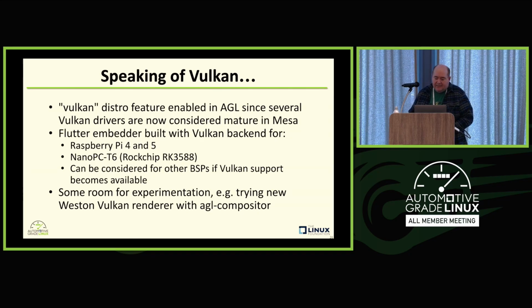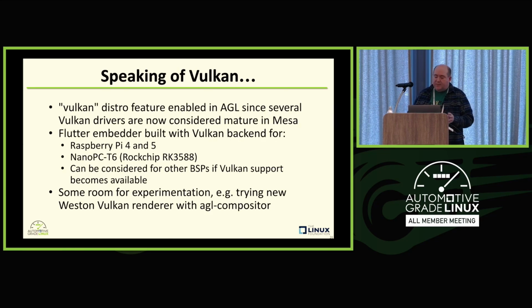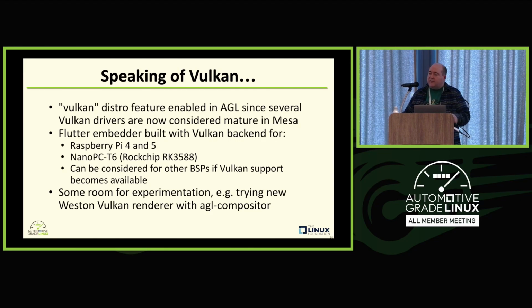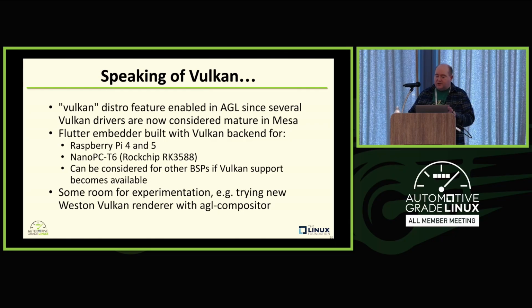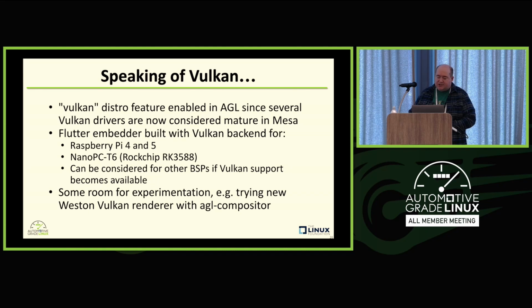So right now, the visible change is I've set things up to build the Flutter embedder to use the Vulkan backend on the Raspberry Pis and the Nano PC T6, which is the Rockchip hardware. And if we find out that the Vulkan support is usable on other BSPs, we can start doing more in that space. There's still some room for experimentation. I haven't tried it yet. The Weston Vulkan renderer is something we can experiment with as well, because AGL Compositor is based on libweston.